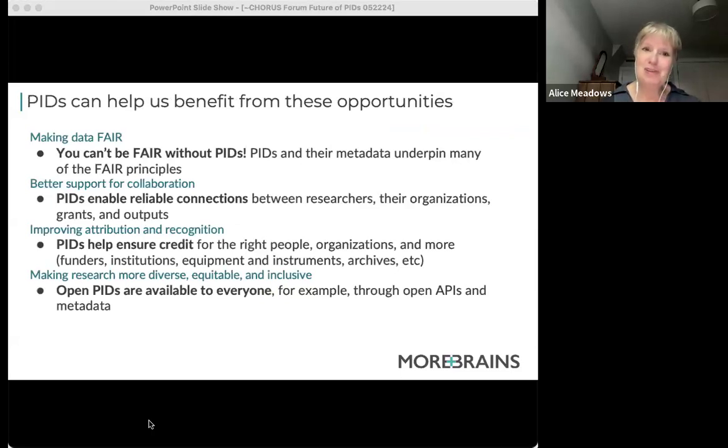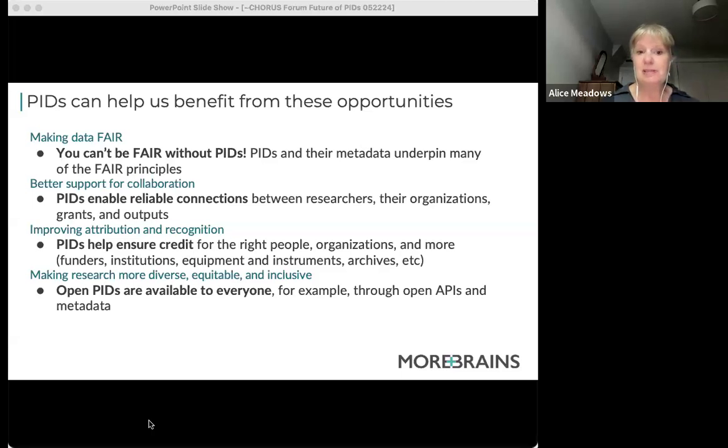So basically, you can't be FAIR without PIDs. PIDs and their metadata are absolutely central to a number of the FAIR principles. So that's an unobvious one. The fact that PIDs enable these reliable connections between researchers and their organisations and outputs means that collaboration is easier. It's easier to identify collaborators and see who's working in the same areas as you, whether that's an organisation or an individual. PIDs help to ensure that the right people and organisations get the credit that they deserve, and that includes things like equipment and instruments and archives. So it's not just about universities or government organisations.